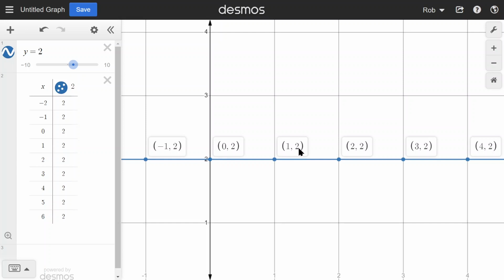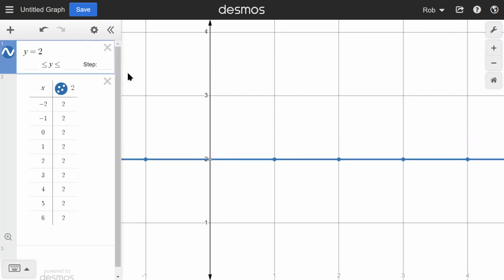So people say, but why do we call it y equals 2? And you look at this and go, the first one has y equals 2. The second one has y equals 2. The third one has y equals 2. The fourth one has y equals 2. So is there any doubt in your mind why it should be y equals 2?